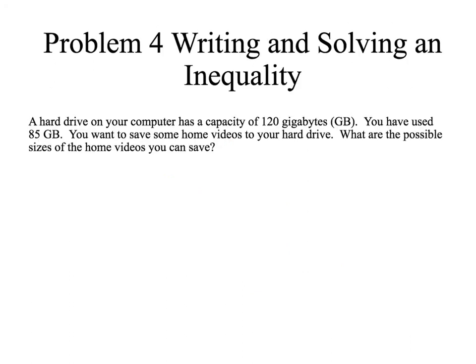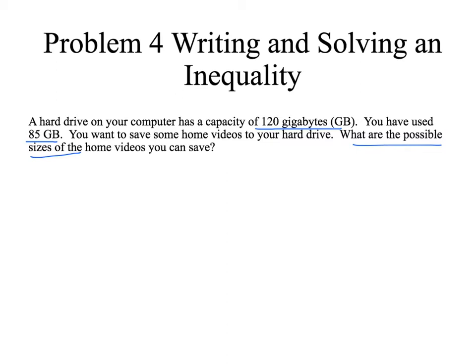Okay? Okay, we have one word problem here. So it says a hard drive on your computer has a capacity of 120 gigabytes. You have used 85 gigabytes. You want to save some home videos to your hard drive. What are the possible sizes of home videos you can save? So because this is an inequality, there's a whole bunch of different sizes you can use. So we want, what are all the possible sizes of home videos you can use?